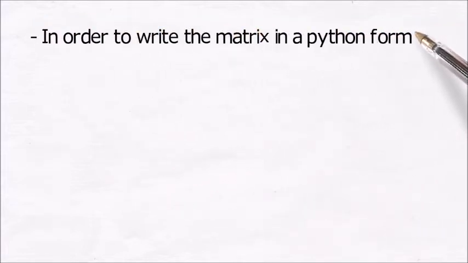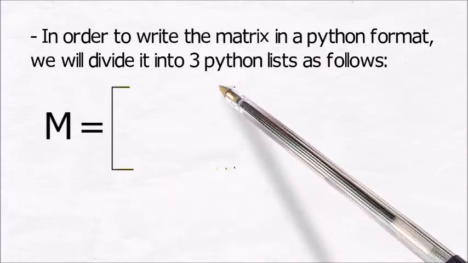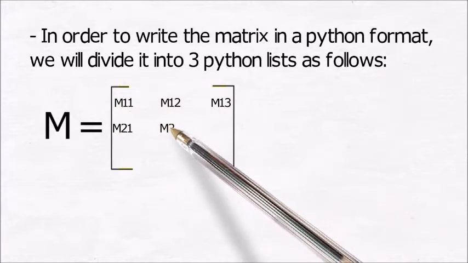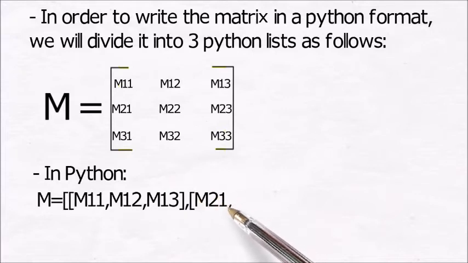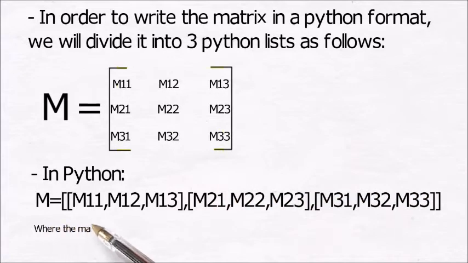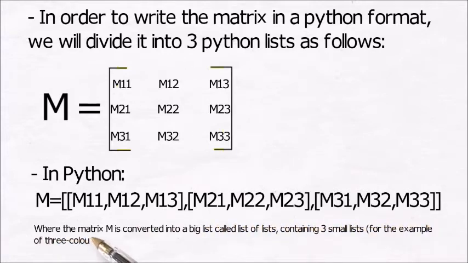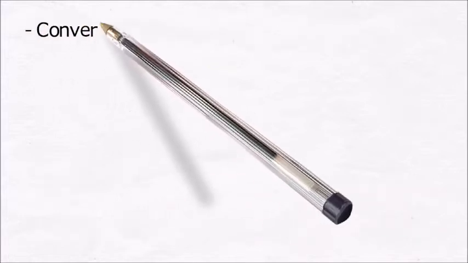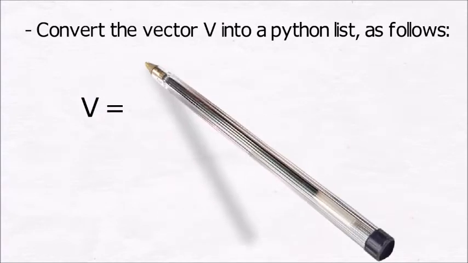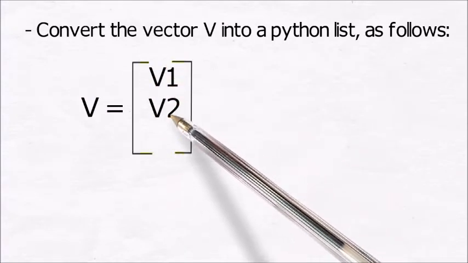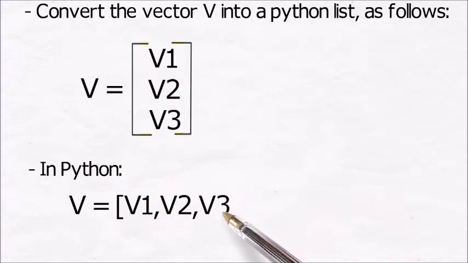In order to write the matrix in a Python format, we will divide it into three Python lists as follows. If M is M11, M12, M13, M21, M22, M23, M31, M32, M33, we'll divide it into three lists with M11, M12, M13 in a list, M21, M22, M23 in a list, and M31, M32, M33 in a list, where the M matrix is converted into a big list called a list of lists, and the three small lists are inside it. Convert the vector V into a Python list as follows. V equals V1, V2, V3. In Python it will be a list containing V1, V2, and V3.